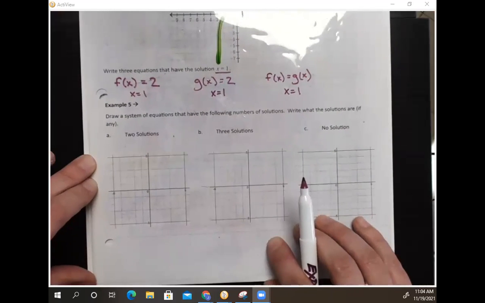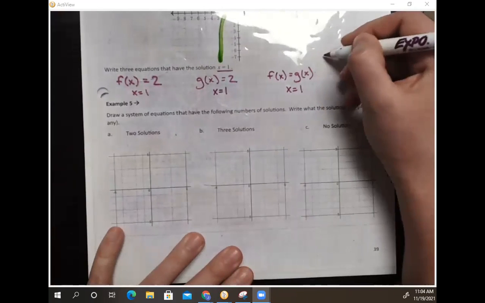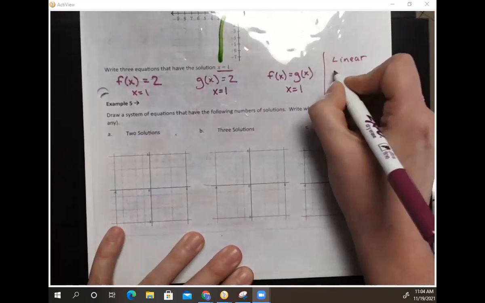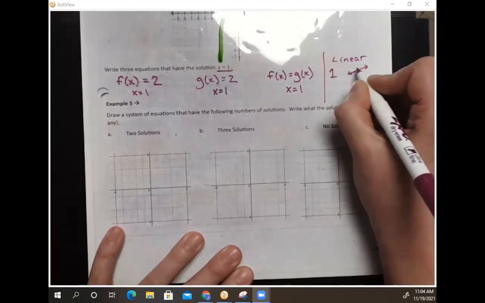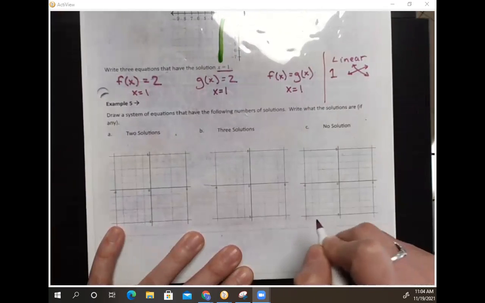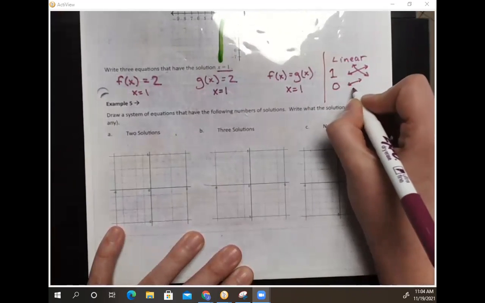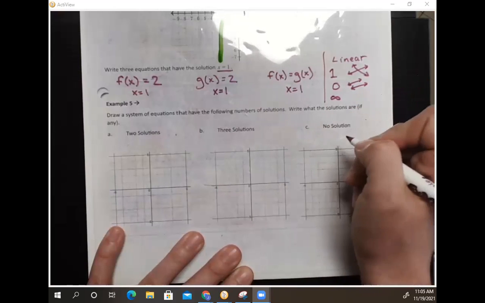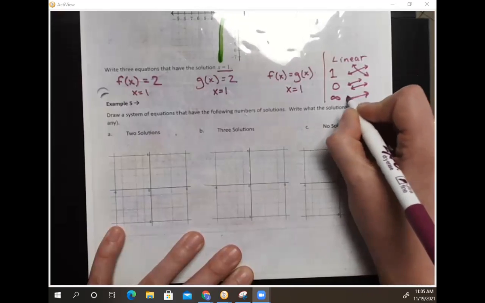Now, when we talk about linear systems of equations, I have 3 options for solutions. Okay. So for linear stuff, just jot some notes down over here. I could have one solution, and that's when I've got lines that cross each other. I could have 0 solutions, and that happens when I've got parallel lines. Or I could have infinitely many solutions, and that happens when I've got the same line twice.